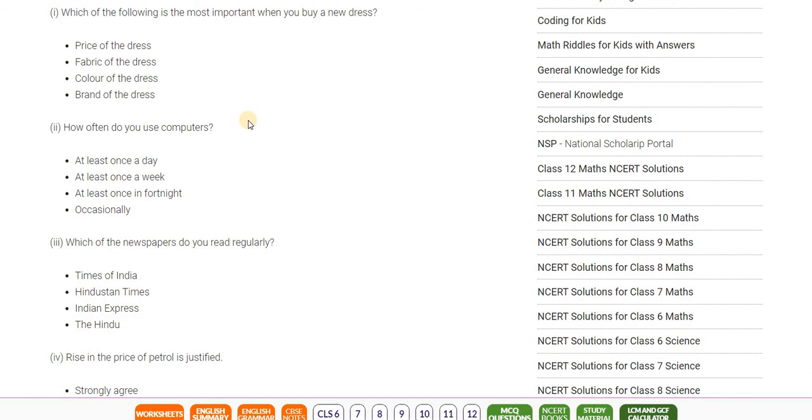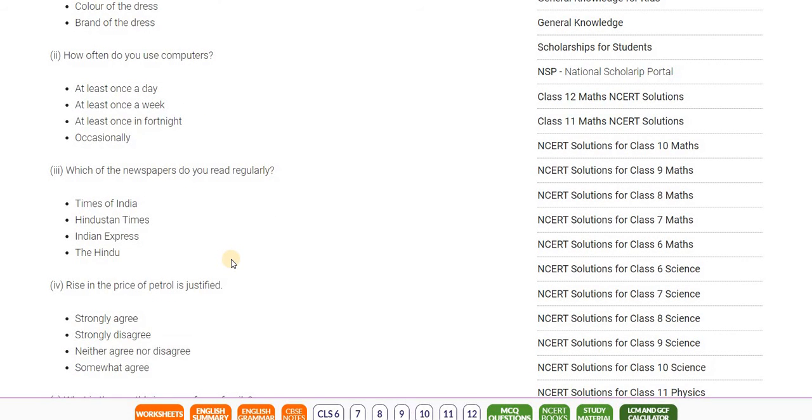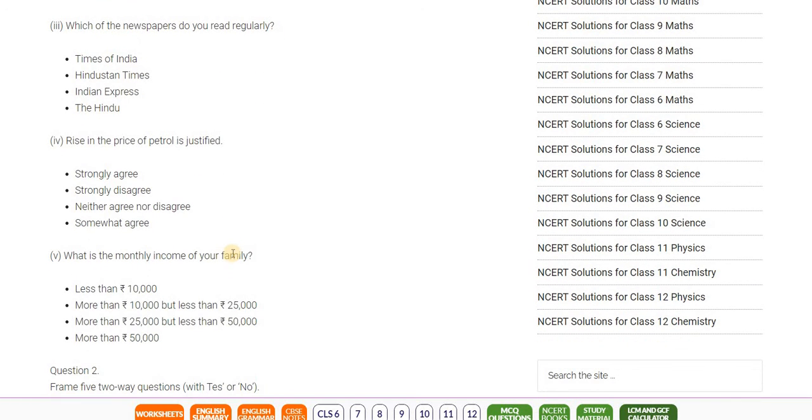Next one, how often do you use a computer? Weekly once, monthly once, daily, occasionally, or at least once in a fortnight, like that you can give options. Which of the newspapers do you read regularly? Times of India, Hindustan Times, Indian Express, The Hindu, like that you can give options. Next one, rise in the price of petrol is justified: strongly agree, strongly disagree, neither agree nor disagree, somewhat agree.